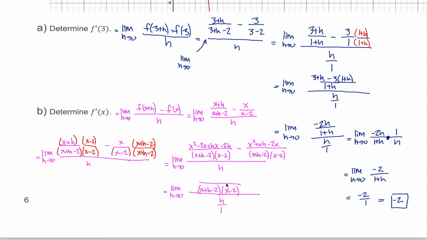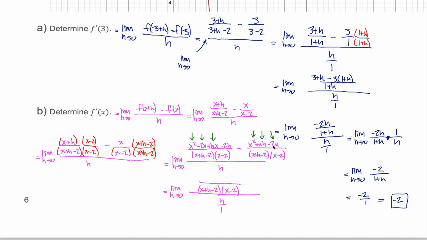The denominator for that single fraction will be x plus h minus 2 times x minus 2. The numerator for that fraction will be this stuff minus this stuff. But look what happens when I take this stuff and I subtract this stuff. I got an x squared minus an x squared. Those are going to cancel out. I got an h times x minus an x times h. Those are the exact same thing. Those are going to cancel out. I got a negative 2x minus another negative 2x. Those are going to cancel out.